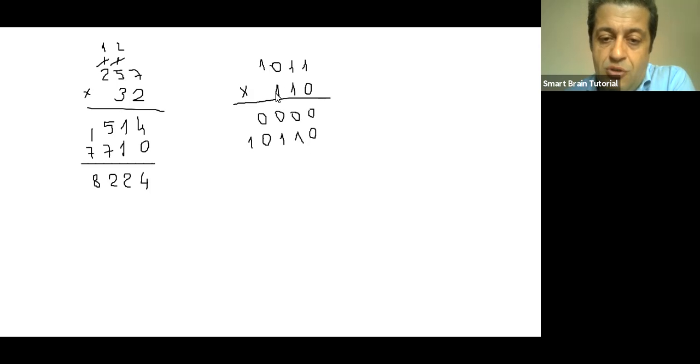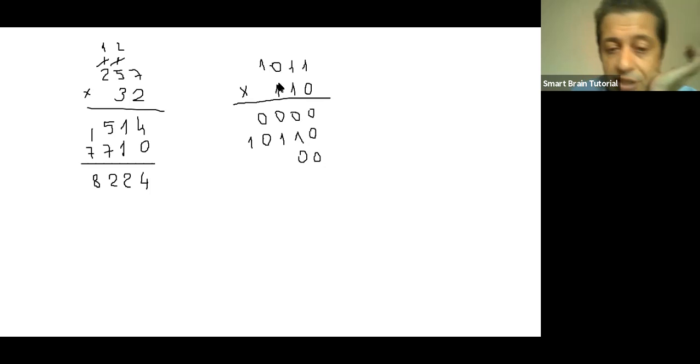Now we should use the third column. So the first two we can fill with zeros and start from here. 1 times 1, it is 1. 1 times 1, it is again 1. 1 times 0, it is 0. And 1 times 1, it is 1.